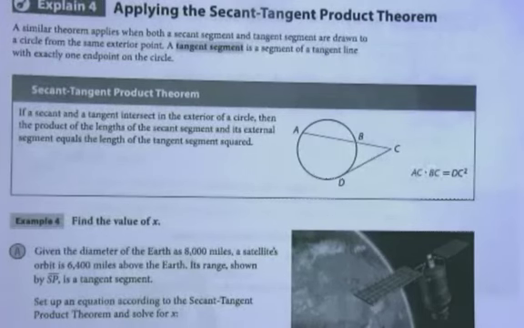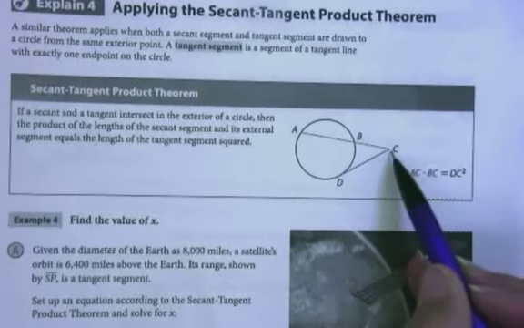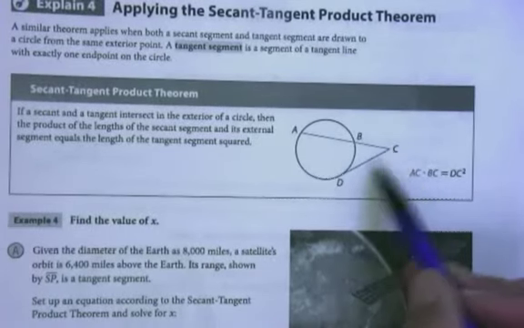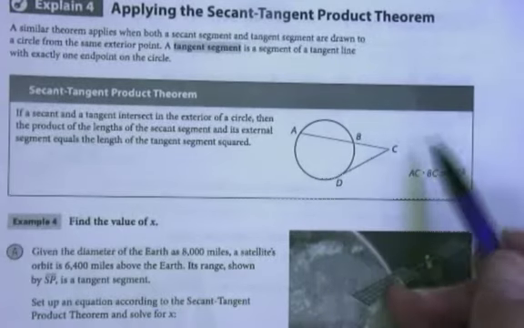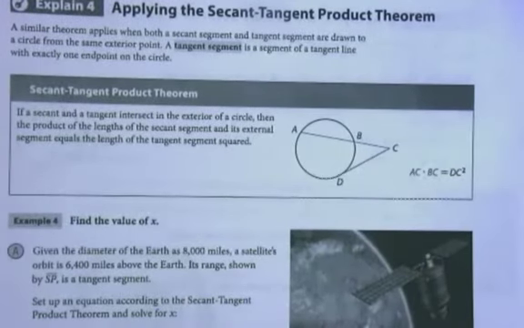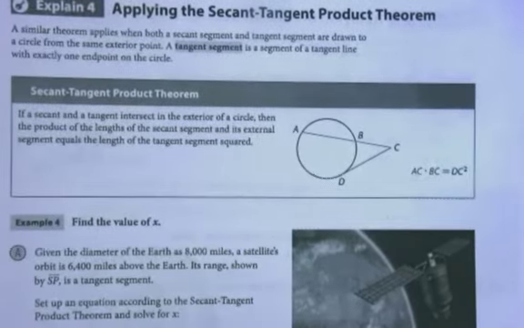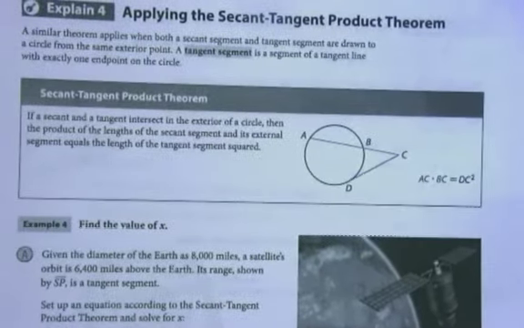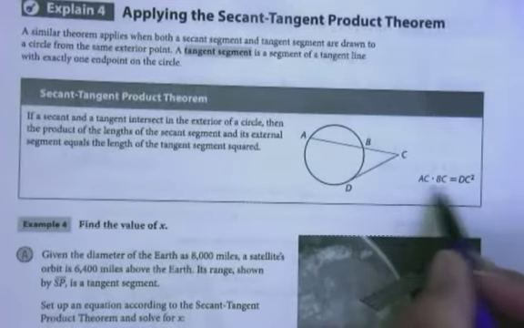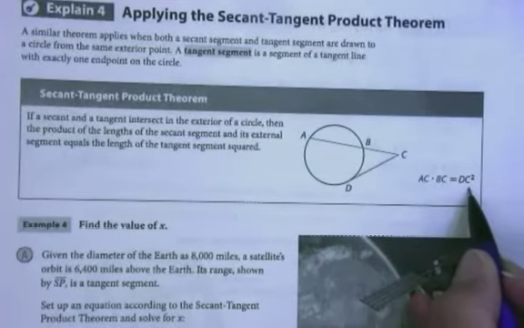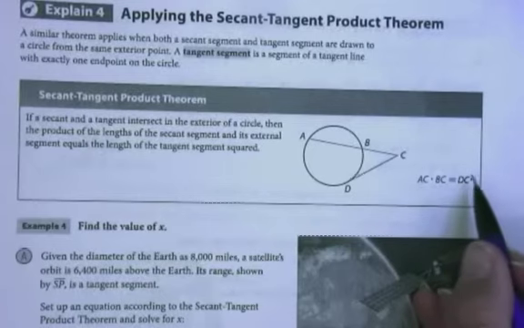And now we're looking at the relationship that exists between a secant segment and a tangent segment intersecting outside of the circle. So remember how we talked about tangent lines? A tangent segment is just a part of a tangent line. So in example 4, we're using the secant-tangent product theorem. Notice what they've given it to us as. Once again, I'm going to kind of paraphrase it in plain English.